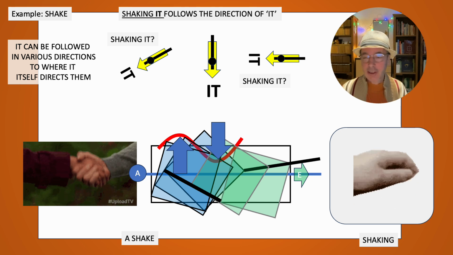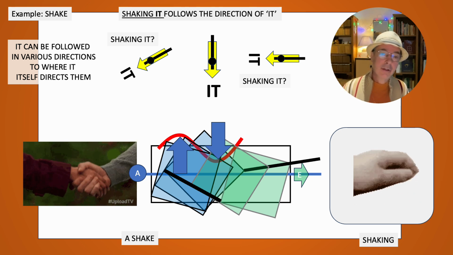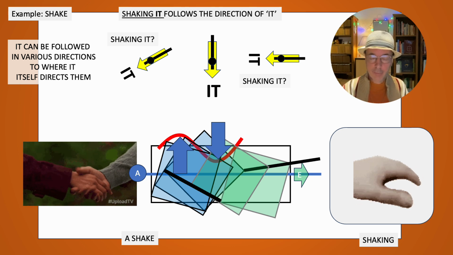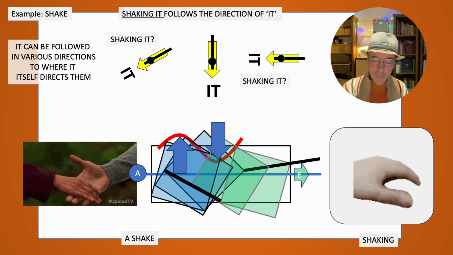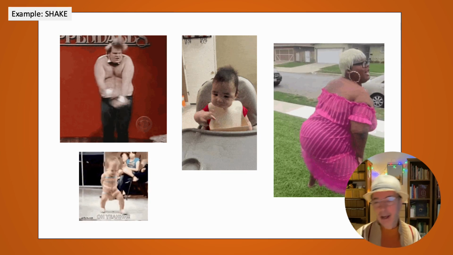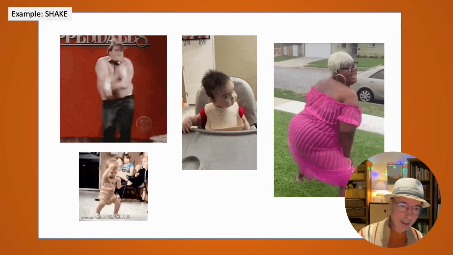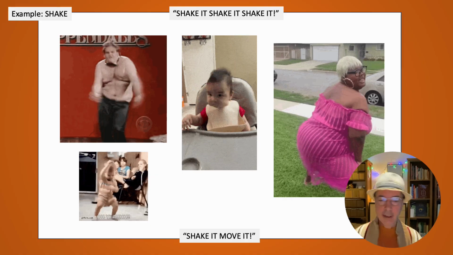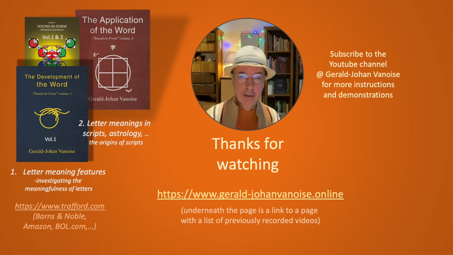The shakes themselves don't matter in what direction they are. With shaking it, the shake will follow the directions of the it. And then we can shake in any kind of direction. Yeah! Shake it, shake it, shake it! Move it, move it, move it!